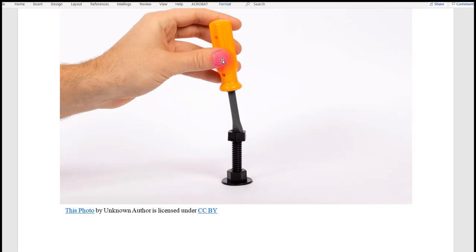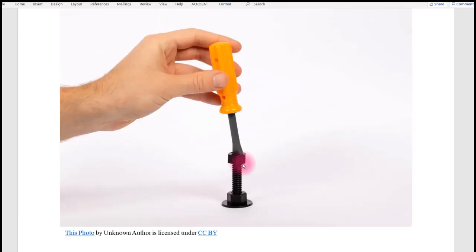We apply two equal and opposite forces on a screwdriver. We apply force on the screwdriver in one direction with the help of the thumb, and the remaining fingers exert force on this screwdriver in the opposite direction. So these two equal and opposite forces form a couple, and due to this couple, this screwdriver rotates, and in this way we can loosen or tighten the screw.